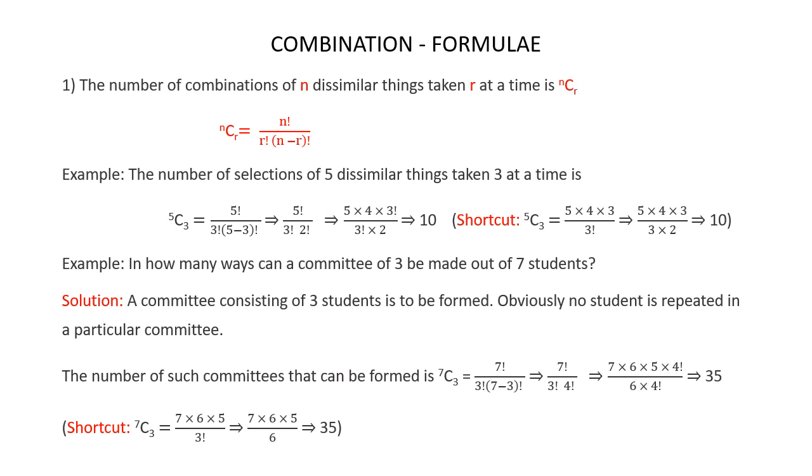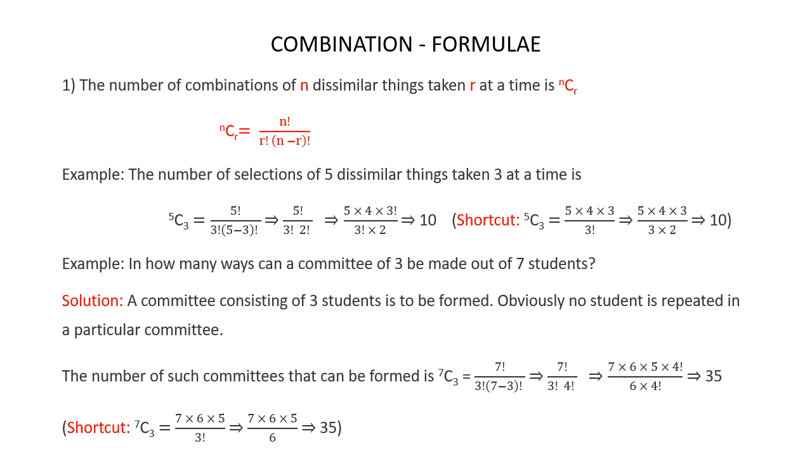Look at another example. In how many ways can a committee of 3 be made out of 7 students? So there are a total of 7 students and a committee consisting of 3 students is to be formed. So this means that 3 students have to be taken at a time. Obviously, no student is repeated in a particular committee. The number of such committees that can be formed by taking 3 students at a time out of 7 students is given by 7C3.